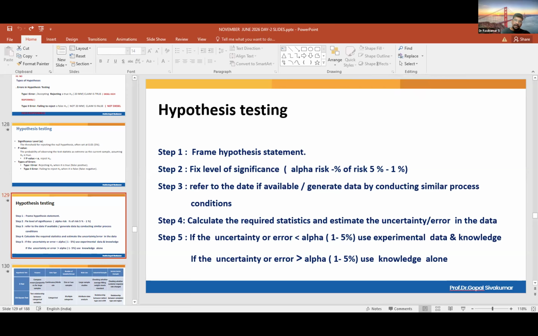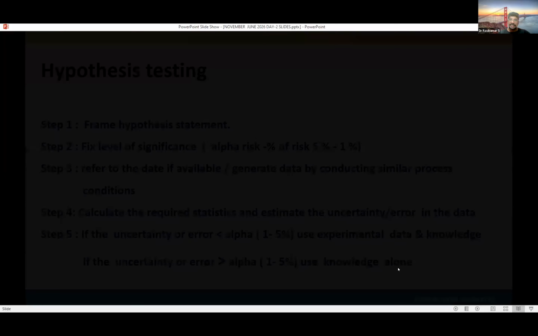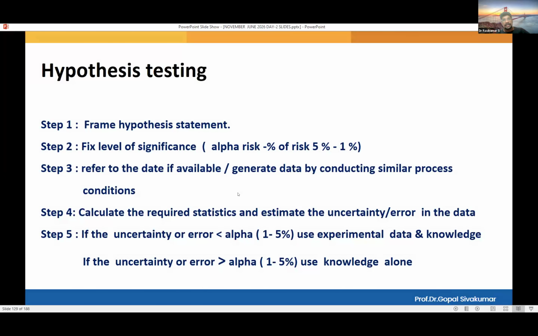Do you guys get this step? Yes or no? Yes, sir. Okay, then before going and collecting the data, we are fixing the level of risk. Before going and collecting the data, we are fixing this error or risk. Then you go and collect the data now. If you have the data, it is well and good. You can make the decisions.